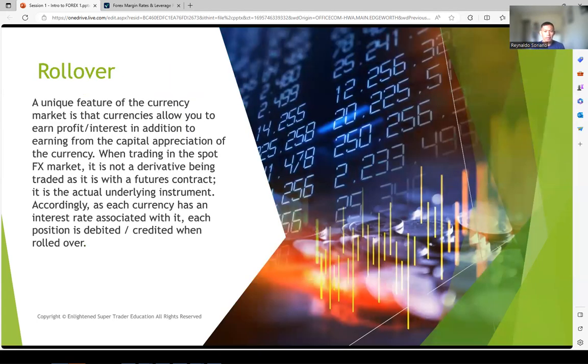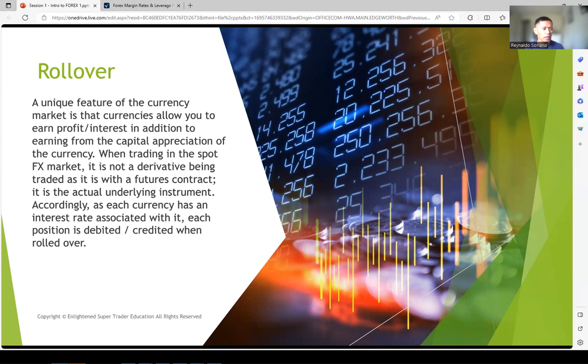All right, let's discuss rollovers. What is a rollover? A rollover is a unique feature of the currency market, in that currencies allow you to earn or profit interest in addition to earning from the capital appreciation of the currency.